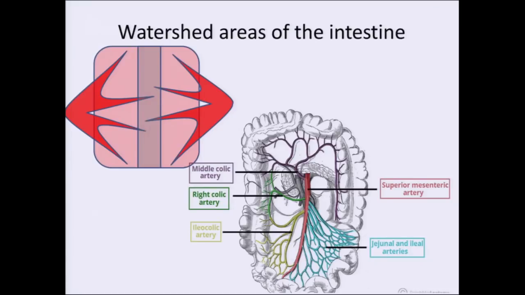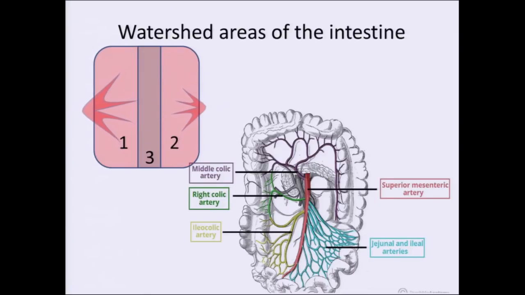Just to explain the watershed area concept, if we have an area in the middle here, which is area number 3, it receives blood supply partially from area number 2 and area number 1, so terminal blood supply. Area number 2 receives good blood supply, number 1 receives good blood supply, and area 3 receives minimal blood supply from terminal arterioles between 1 and 2. So in case of ischemia or shock, area number 3 will be the most susceptible area, the watershed area, more than area number 1 and 2. That's happening in the brain, and it happens in the intestine, when you have multiple areas perfused by different arteries.